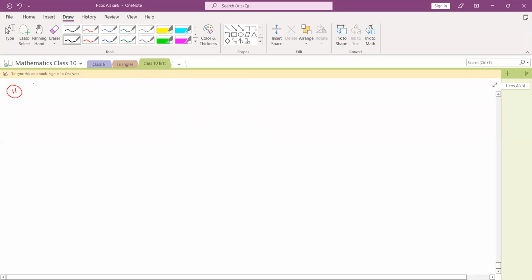A TV tower stands vertically on the bank of a canal. So let's say you have your canal. So that's the ground. And this is like one end of the canal. This is another end. This is the width of the canal. Okay. So there's a TV tower which is standing on one side. Here is your tower.